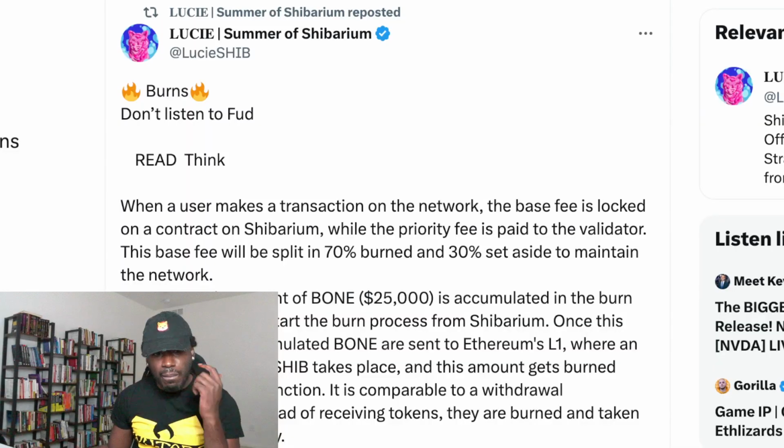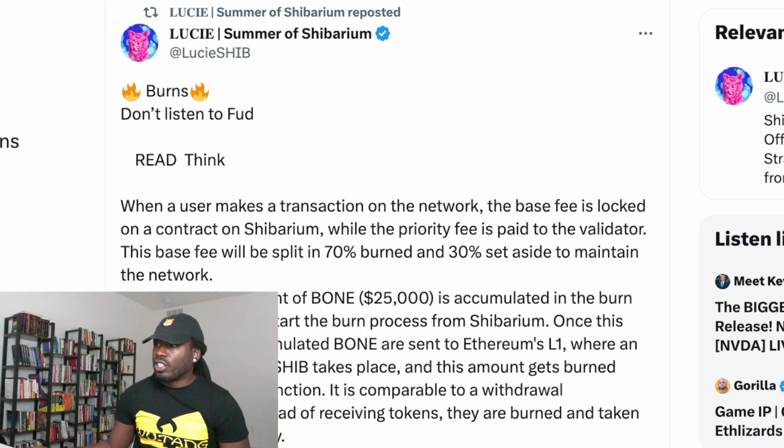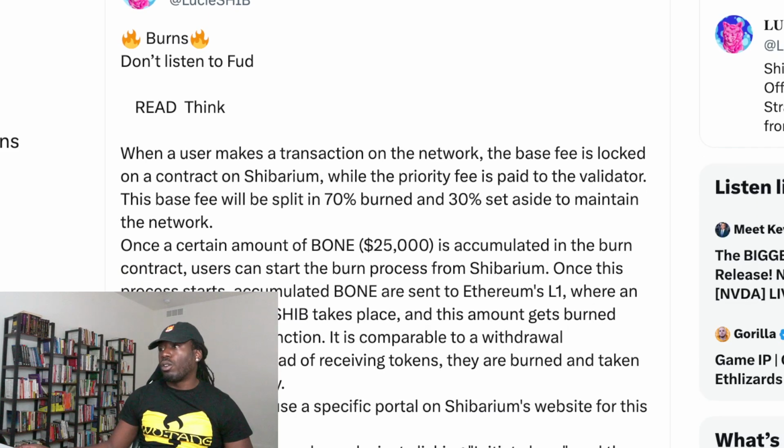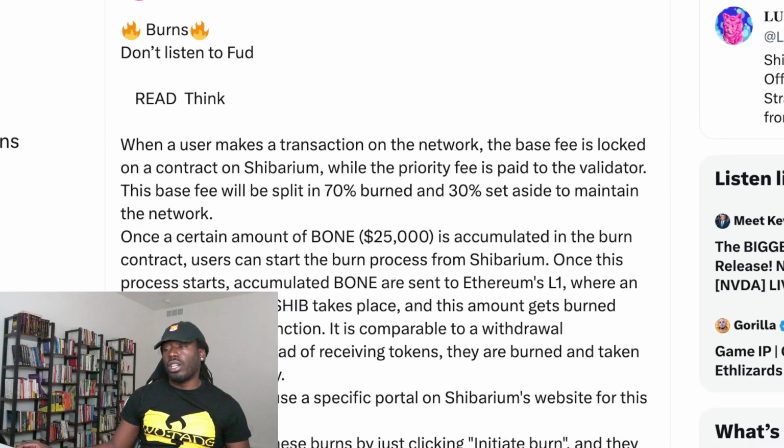So let's talk. We got burns. Don't listen to the FUD. Read and think. So here's how Shibarium burn rate actually works, y'all. It's a little drawn out, but this is important for those that don't understand it. And it's important to understand how your investment works so that way you can be confident or less confident, whatever. You'll just understand better about the project.